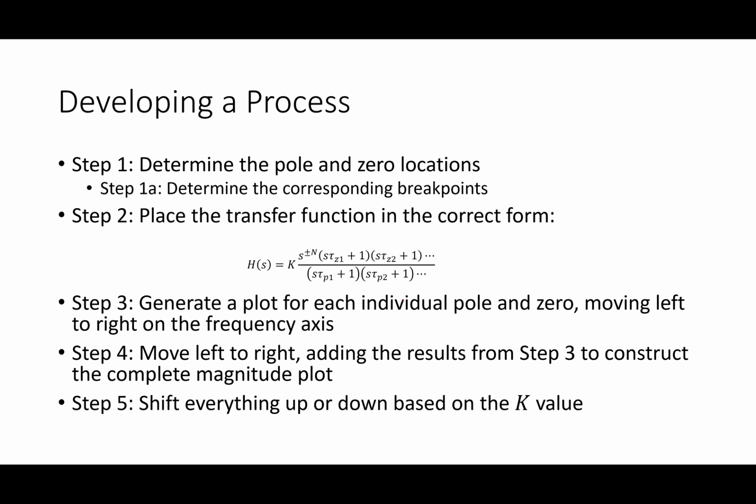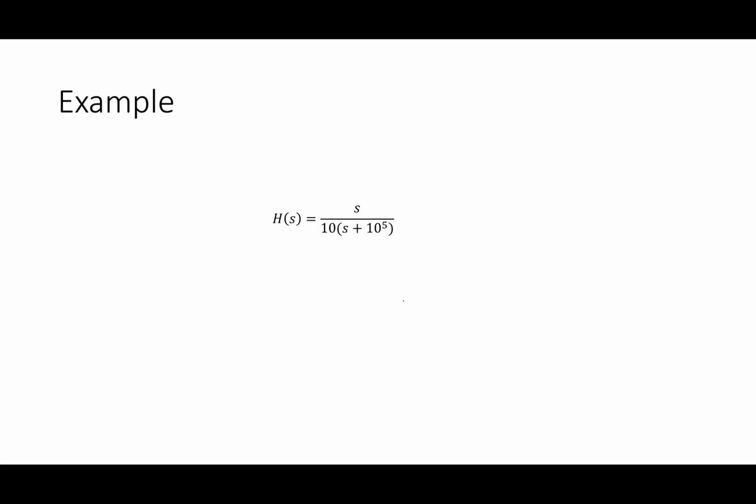Now, the next thing is I get the transfer function into the correct form, right? This general form. Then I generate the plot for each one. I do it moving from left to right. In other words, I move from the lowest frequencies to the highest frequencies. And then I add them up, moving left to right. So basically I add them up at each frequency and then move left to right. And then I shift the whole graph up or down based on that constant. All right, that's our process.